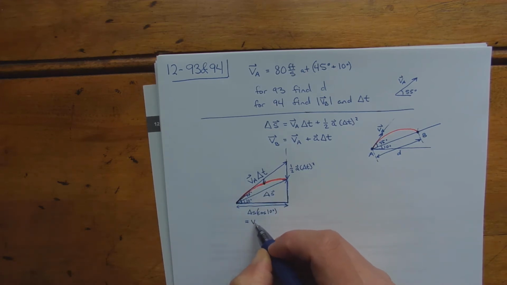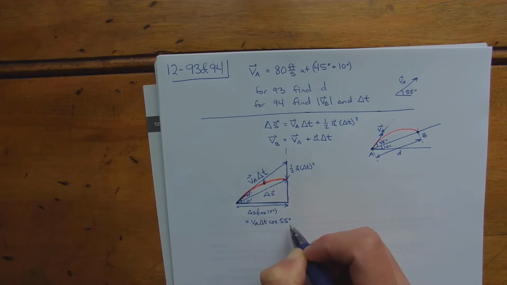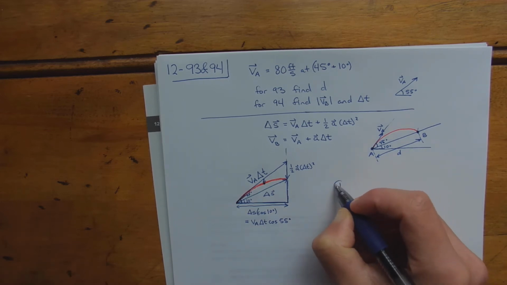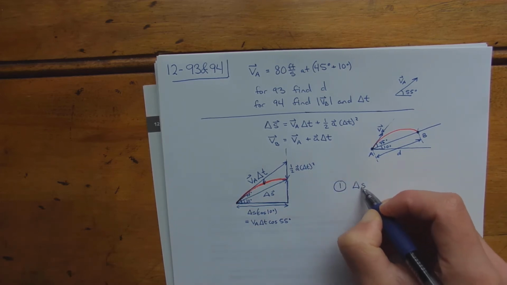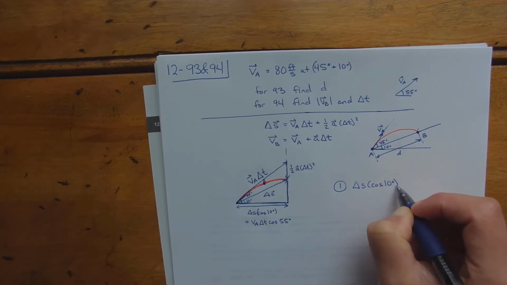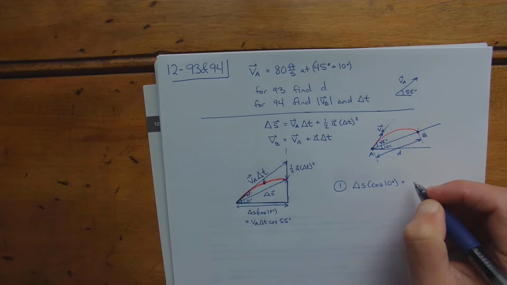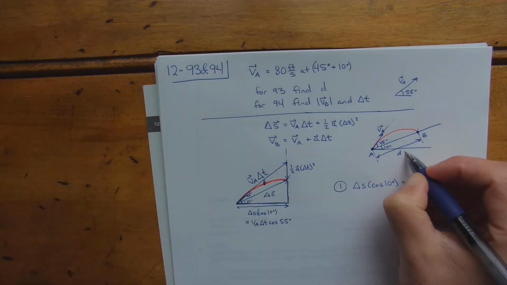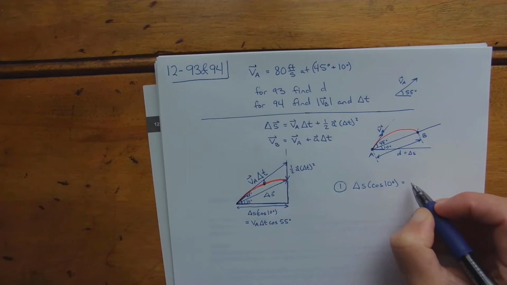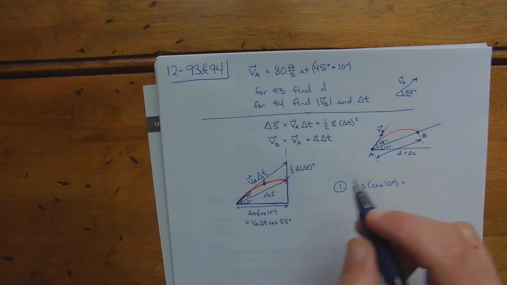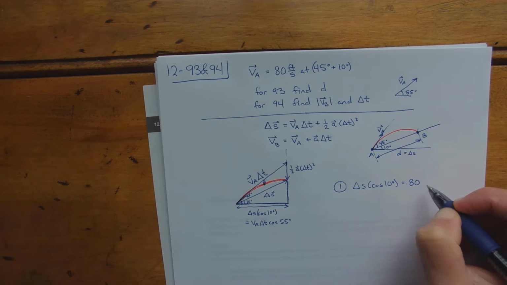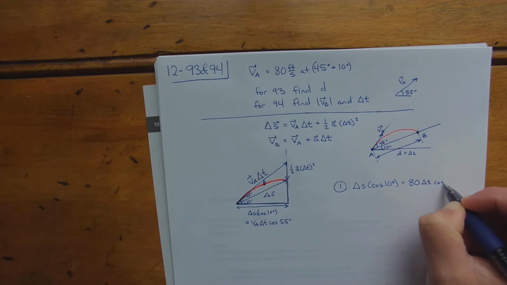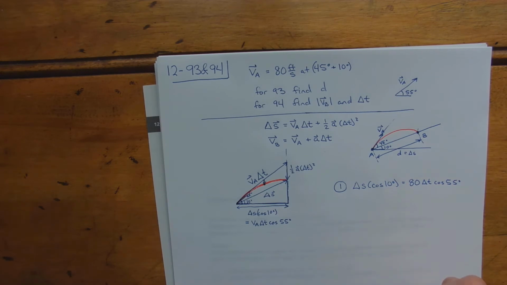So this is also equal to VA times delta t times cosine of 55 degrees. So that's going to be my first equation. I'm going to write that over here. Delta S times cosine of 10 degrees is equal to VA, which is 80, and, oh, actually delta S is supposed to be little d. I think I'll just keep it as delta S since I already wrote it that way. And so VA is 80 feet per second times delta t times cosine of 55 degrees.